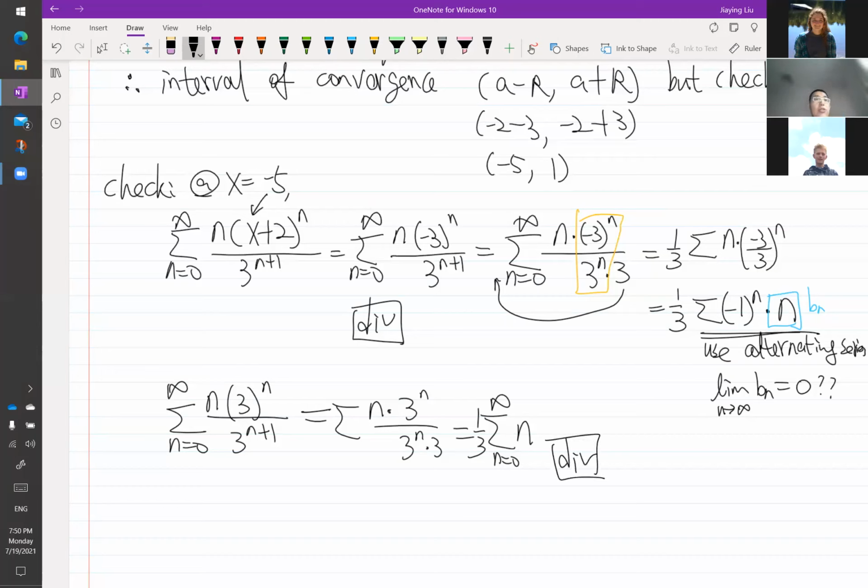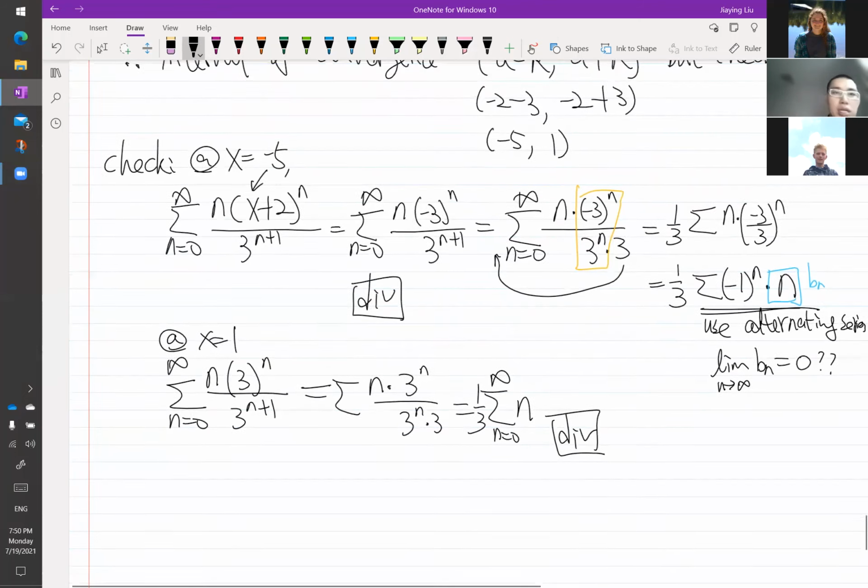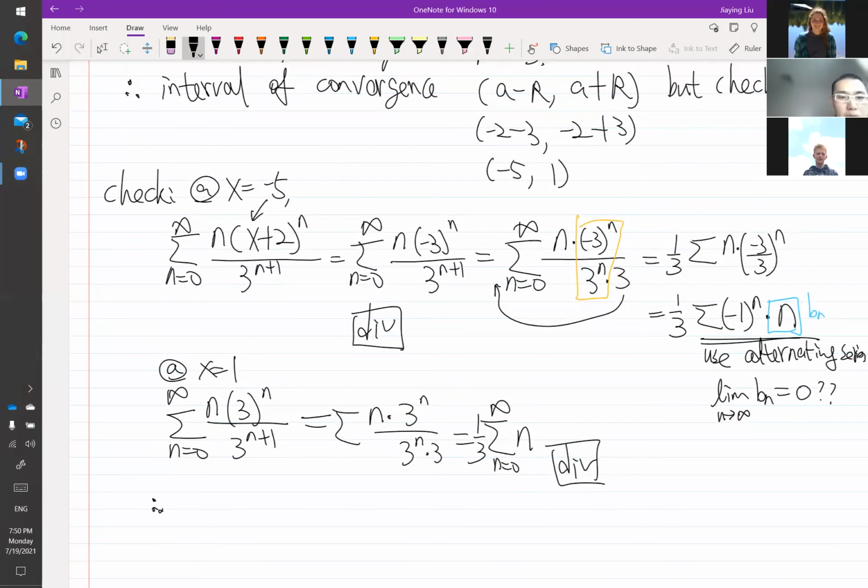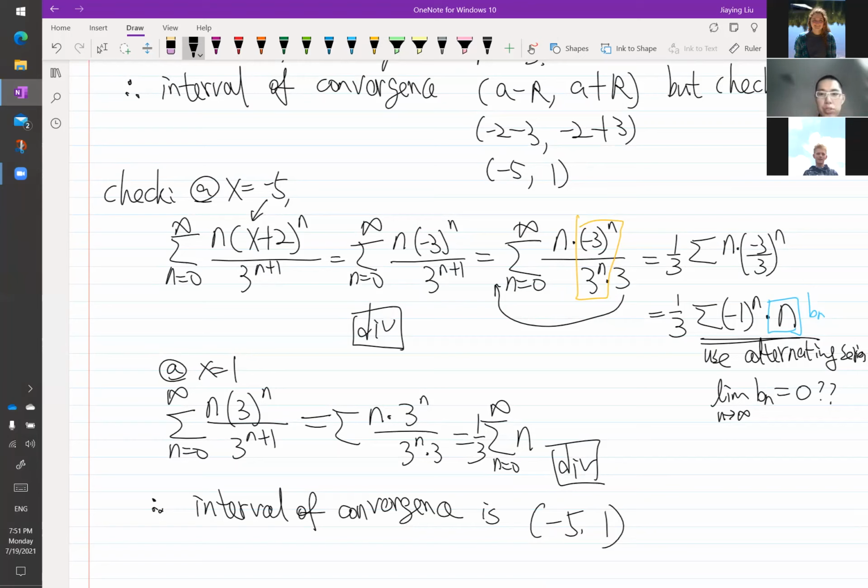So it turns out that in this example, both endpoints, -5 and 1, will give you divergent series. So they're not in the interval of convergence. So therefore, the interval of convergence is just from -5 to 1, and it does not include the endpoints. They're not included in this case. So we use parentheses.